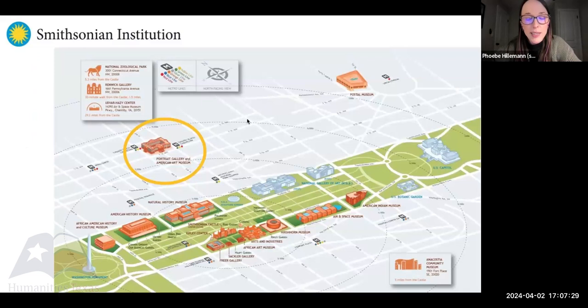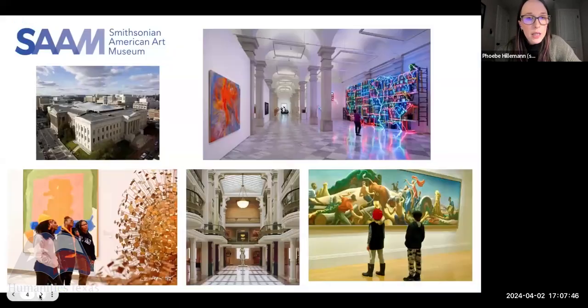Just to give you a sense of geographically where we are, our museum is actually just a few blocks north of the National Mall. And we share a building with the National Portrait Gallery. So there's two museums in one building. And here's just a little snapshot of some of our museum's galleries. To give you a sense, our collection has over 46,000 works of art. Of course, only a small percentage of that is on view in the museum at any given time.